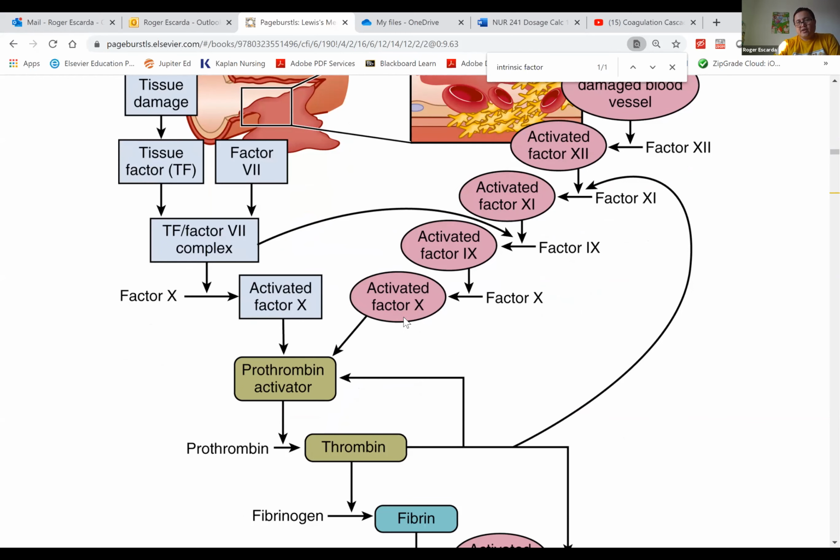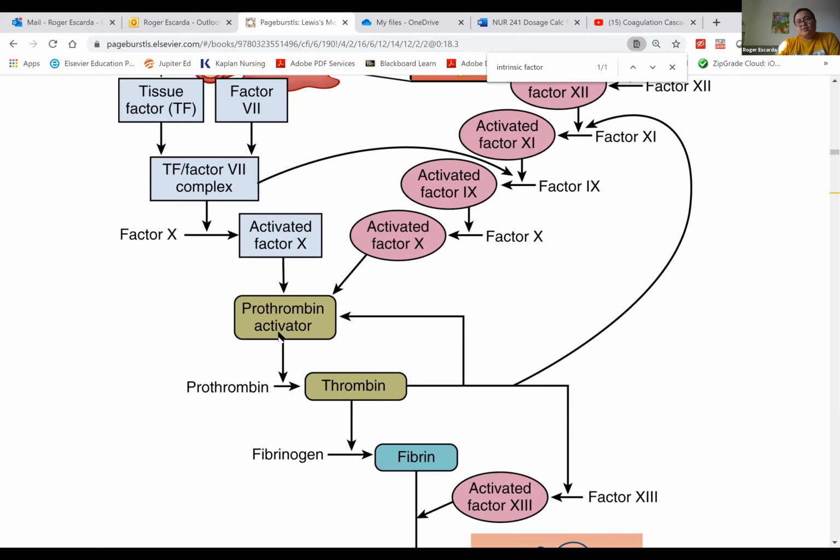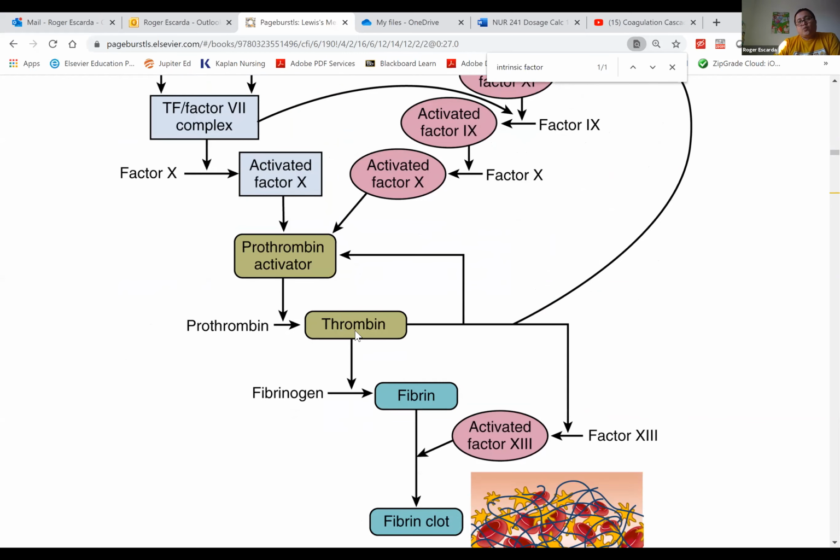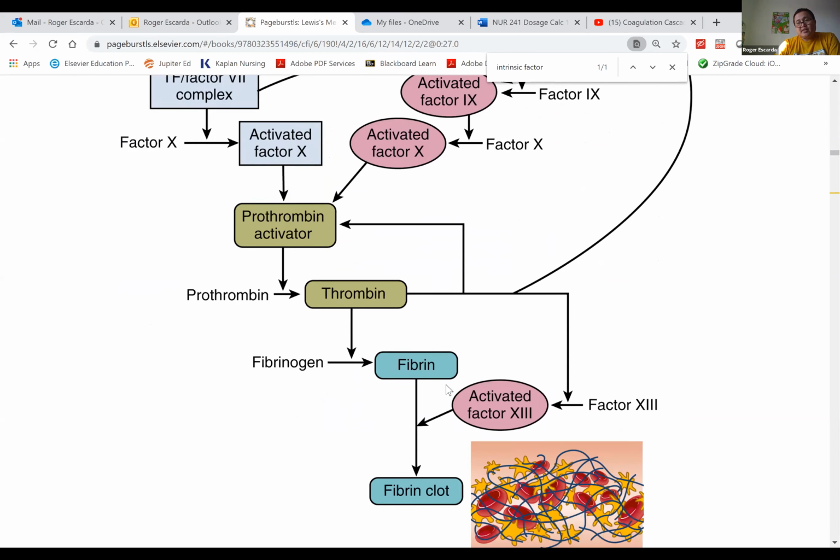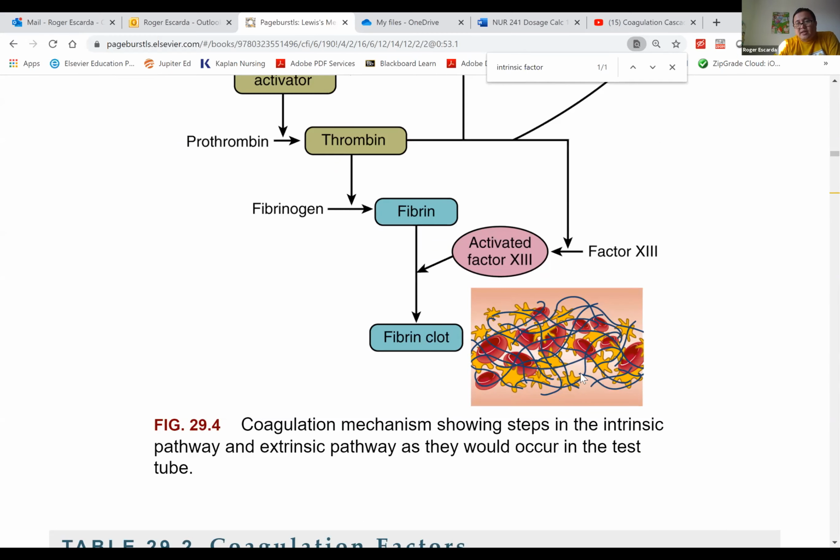And as you saw on the video, factor 10 together with factor 5 will now activate, change prothrombin, turn it into thrombin. And once thrombin is now activated, then you have fibrin formation. Now these strands you see here are now the fibrin strands. So when they hold the platelets and red blood cells together like this, that is now called a fibrin clot. Okay, and now this is a much stronger clot, a more stable clot, so this will permanently stop the bleeding. Are you with me so far?